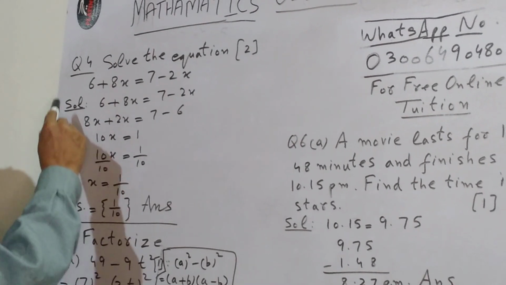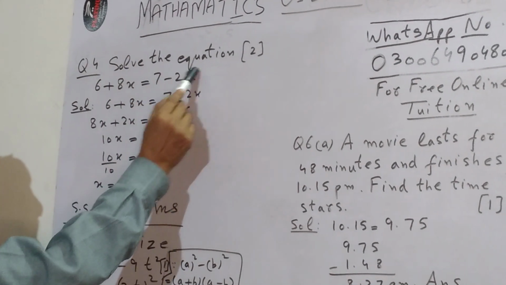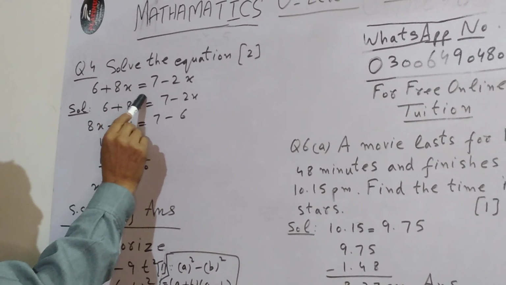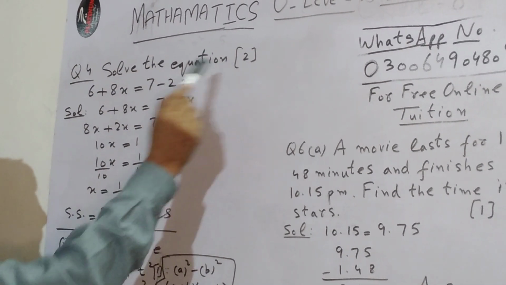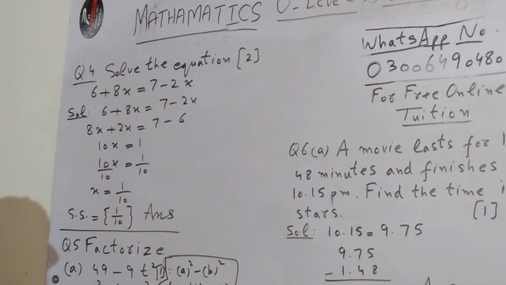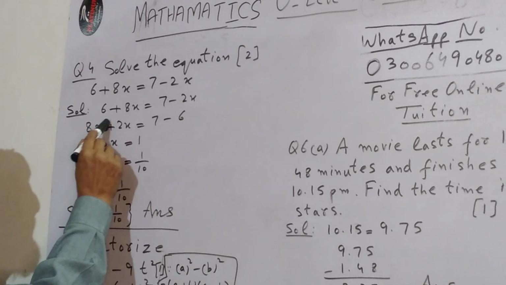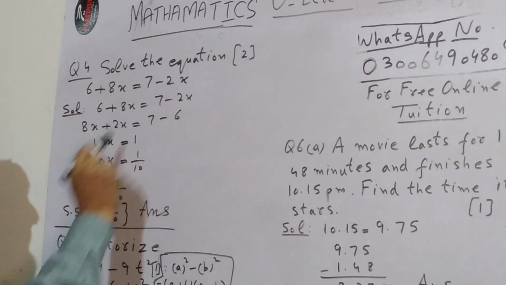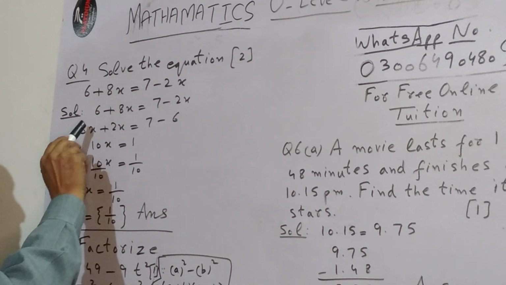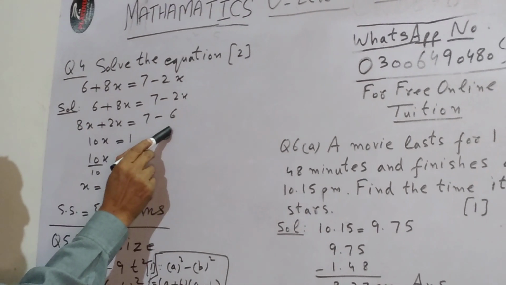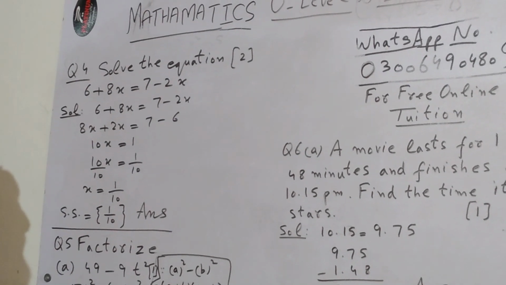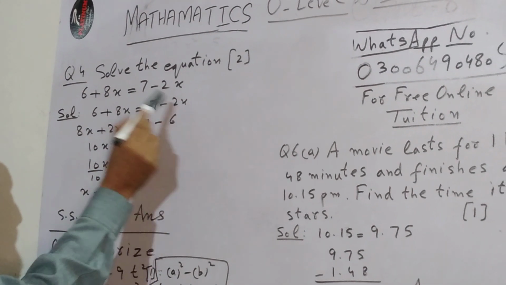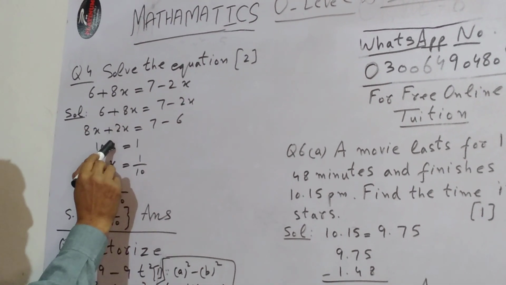Question number 4 is: solve the equation 6 plus 8x is equal to 7 minus 2x. Its weightage was 2 marks. Now we are going to solve it. Here we have written it again. Then we move 6 from left to right, so it becomes minus 6 on the right side. And minus 2x from the left to the right side, so it becomes plus 2x.